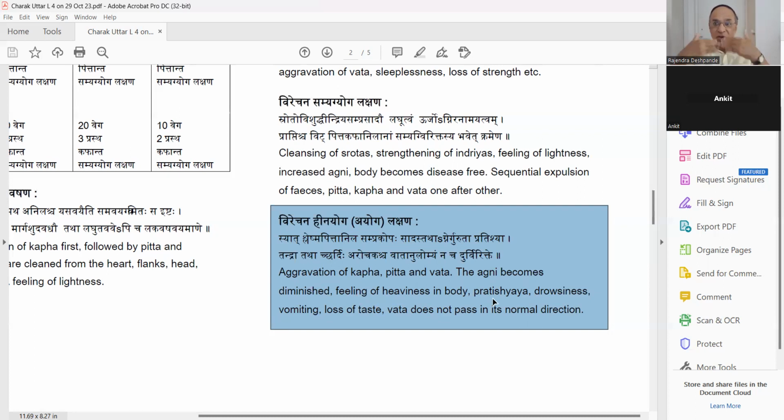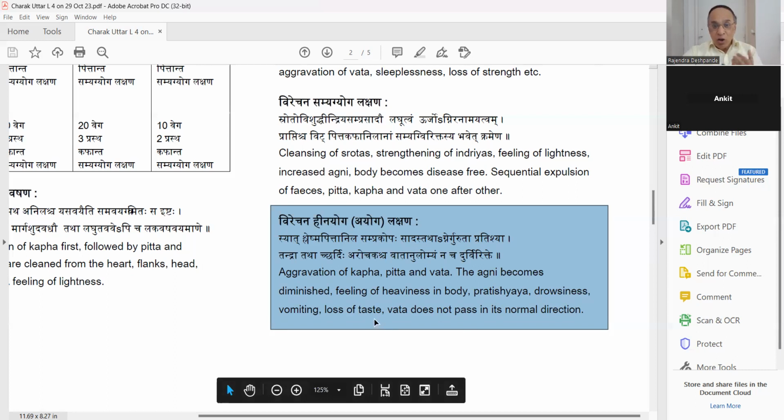Running the nose, water from the nose. Pratishaya. In Marathi we call it सर्दी. In English you can say cold, C-O-L-D. Pratishaya. Then drowsiness. Not feeling well, I am feeling sleepy.